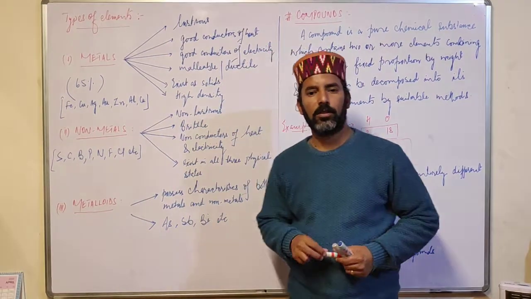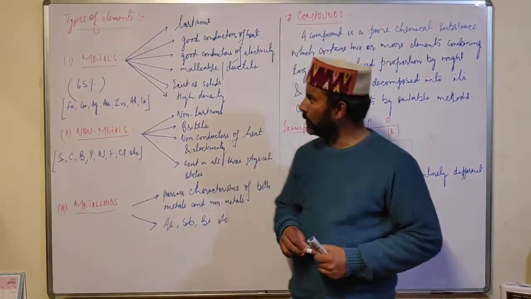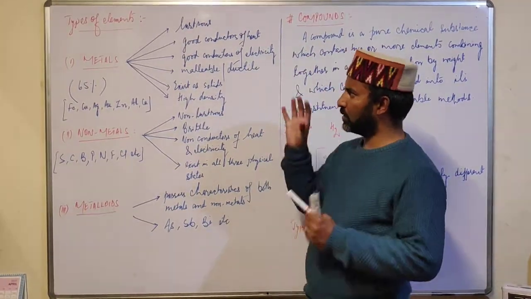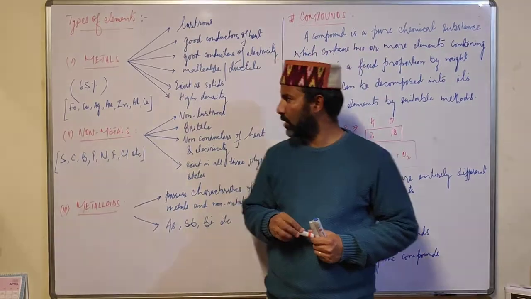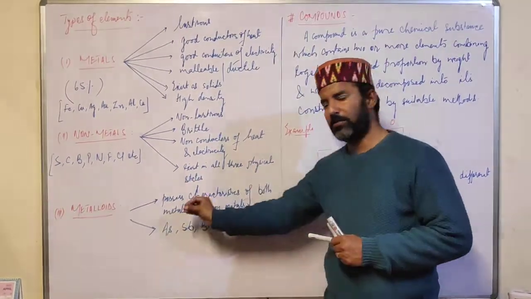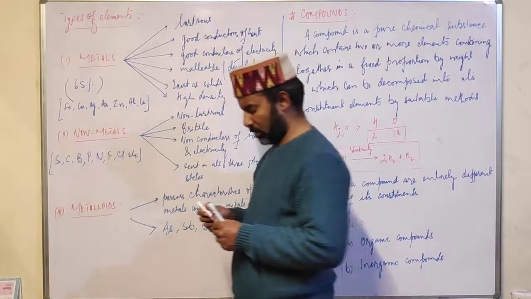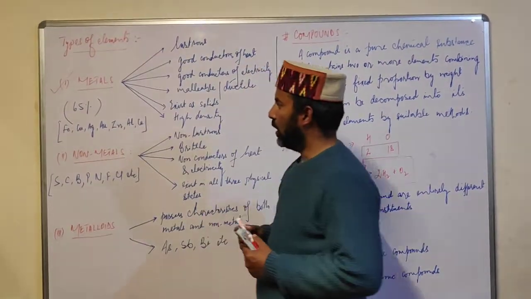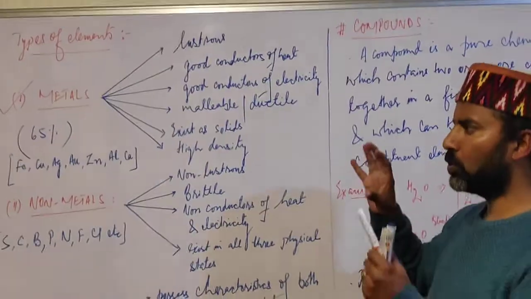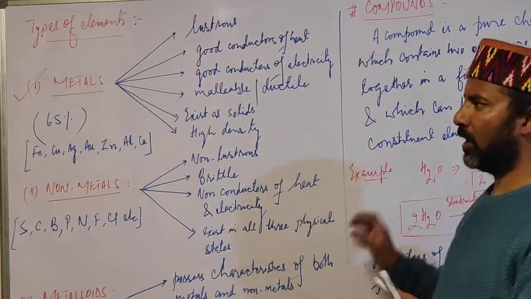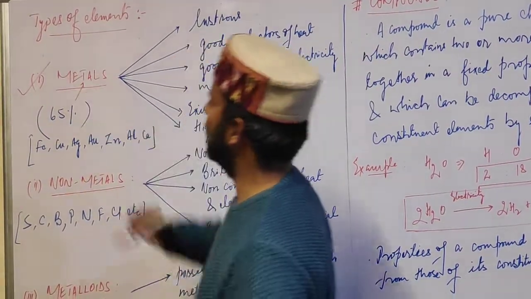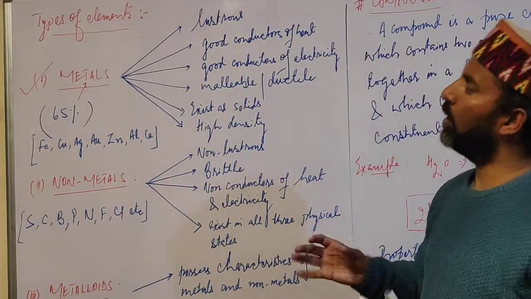Welcome back, students. Today we will discuss types of elements. Now, students, there are three types of elements: metals, non-metals, and metalloids. So, students, the first type of elements are metals. And students, let me tell you one thing, that out of total elements that we have, 65% of them are metals. Now, what are metals?